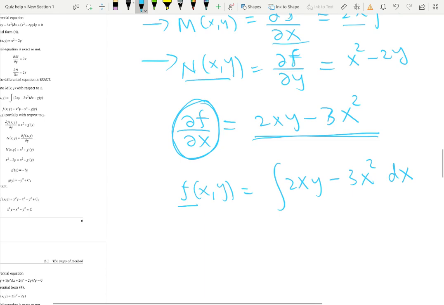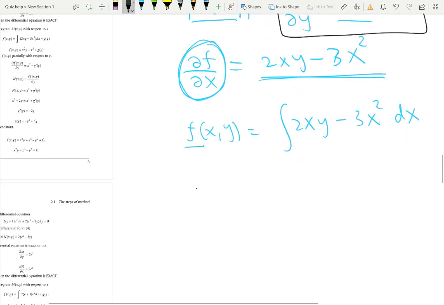You could have used this equation also here. I just chose m1 randomly, but you could have chosen this one. You could have integrated with respect to y and found f also. Alright, so here f is, now let's integrate.